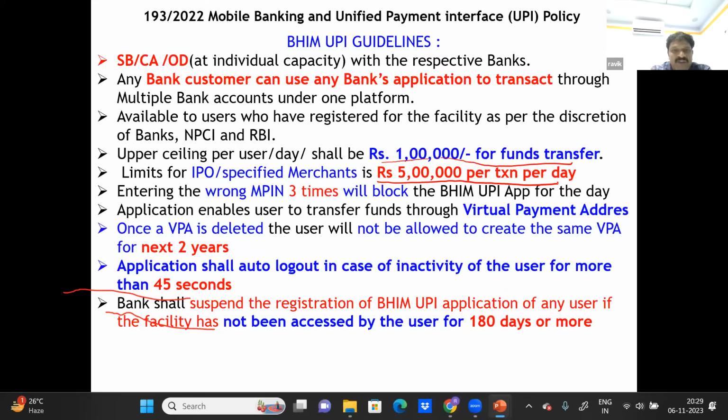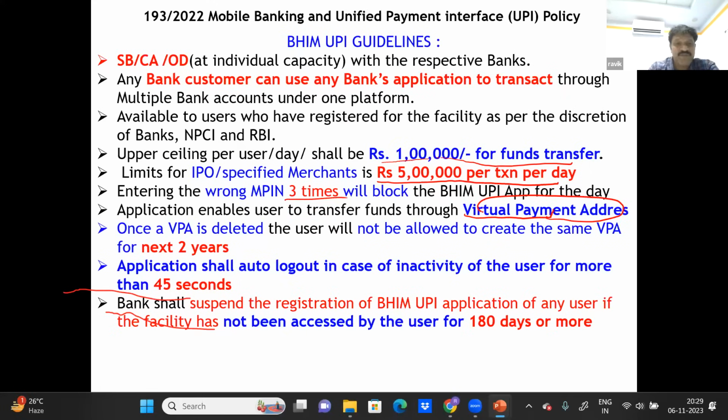Okay. Wrong PIN, same answer 3 times. Virtual payment is important. This application enables users to transfer funds. The technology they use for the transfer is the UPI network, and the virtual payment address is what they will use.